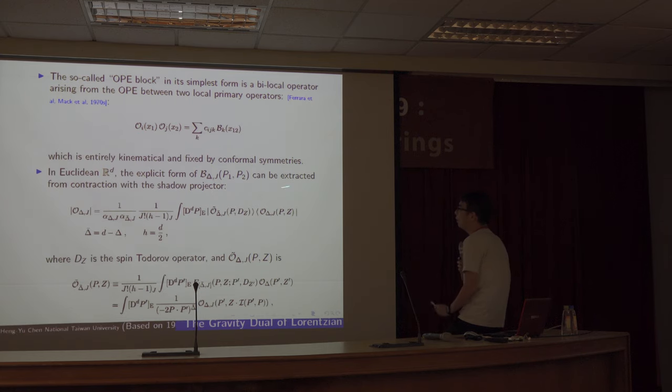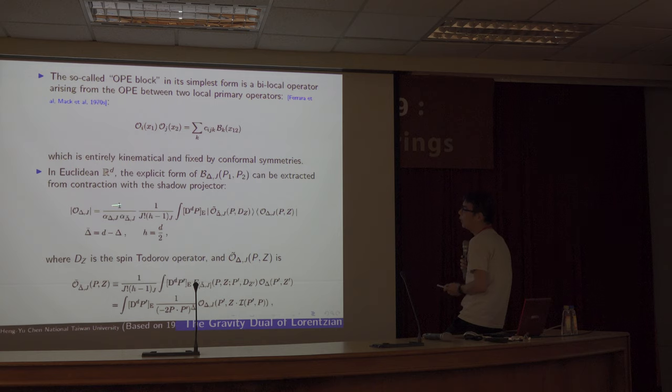If you package them together, we can introduce this bilocal operator, which depends on x1, x2, and this is called the OPE block. The essential feature of the OPE block is that it is entirely kinematical. It is only fixed by our conformal symmetry. So in today's talk, we eventually want to construct a Lorentzian version of this object, and also give a holographic interpretation of what it can be.